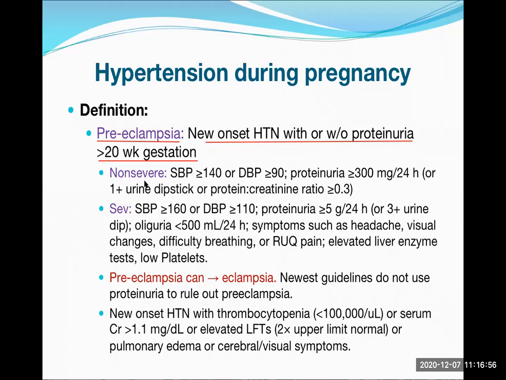Now, there are different types now. One is non-severe preeclampsia. What do you mean by that? Okay, non-severe preeclampsia here. That means systolic blood pressure more than 140, or diastolic more than 90, and proteinuria is more than or equal to 300 milligram in 24 hours. Or if we do a dipstick urine test, it is 1 plus. Or if we do protein creatinine ratio in the urine, it is more than or equal to 0.3.